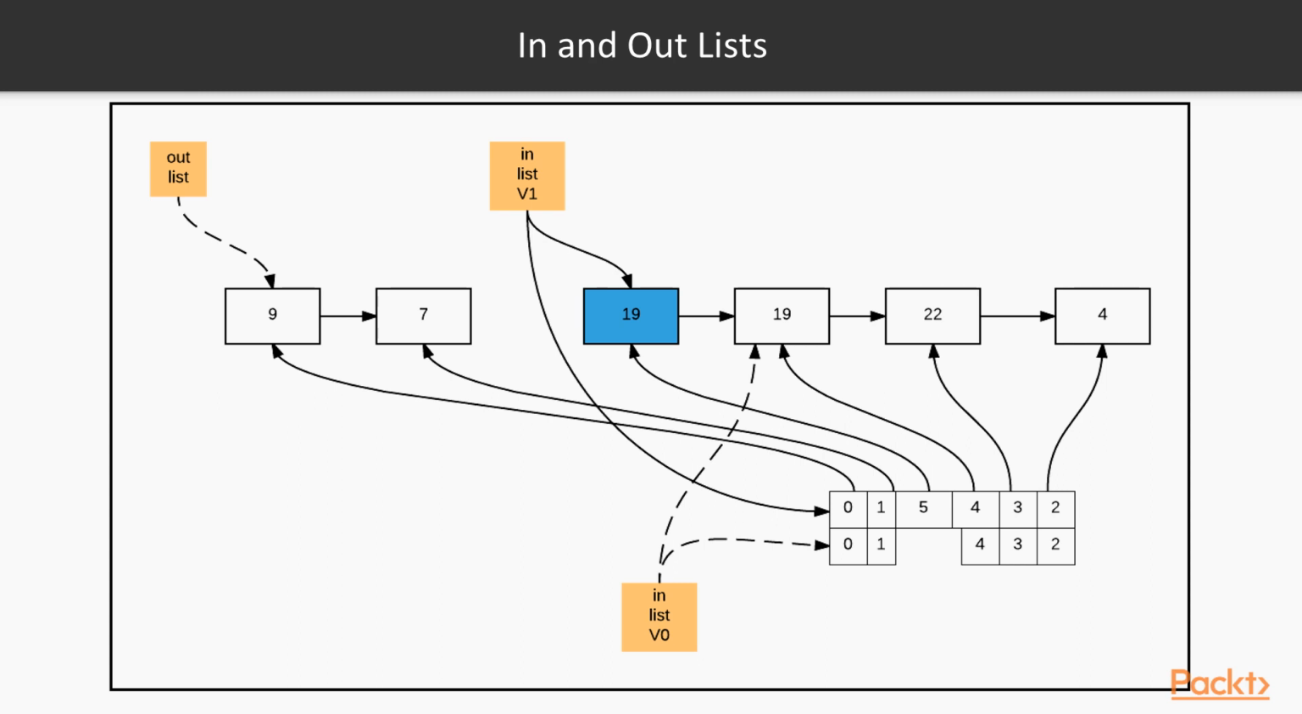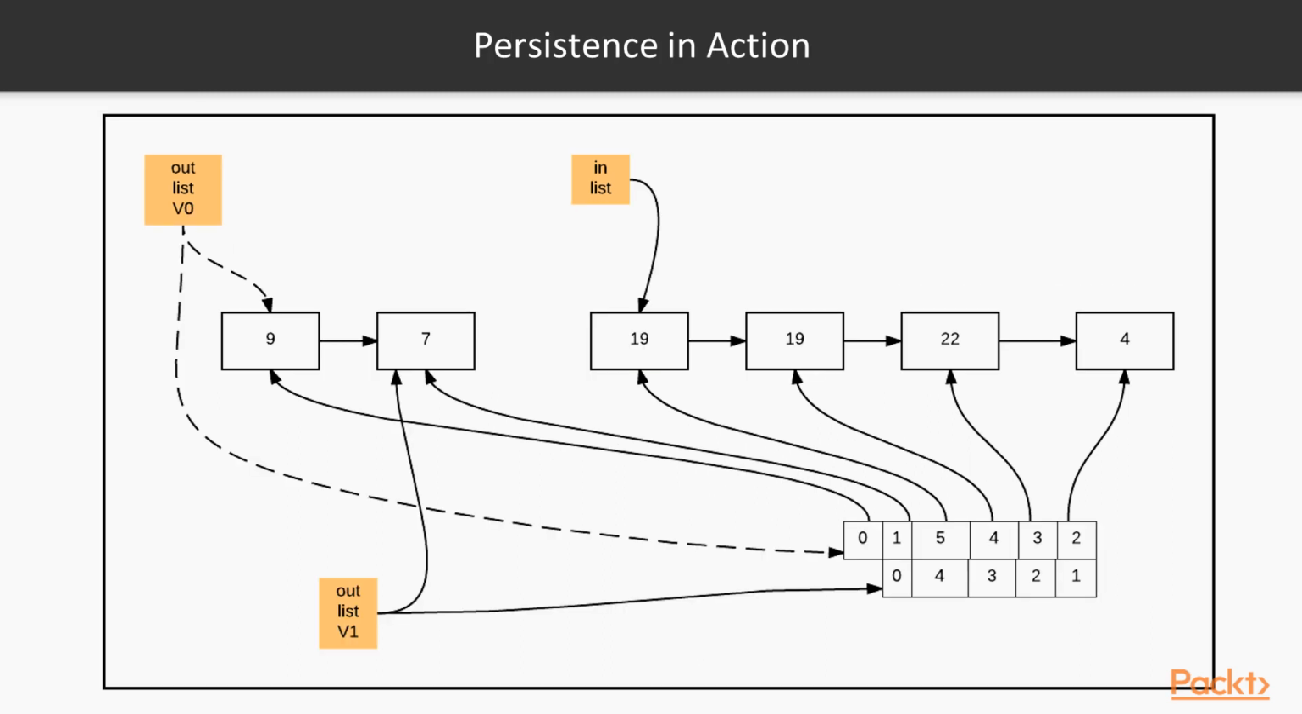This diagram shows two lists, namely in and out. The out list holds the elements that will be popped out. We just remove the head element and return it. The in list is where new elements are inserted, that is, prepended. As we've already seen, both list prepend and head removal are big O of 1. For example, given the preceding diagram, when we remove the element 9, we get another version of the persistent queue, V1. Have a look at this figure which shows the persistence in action.